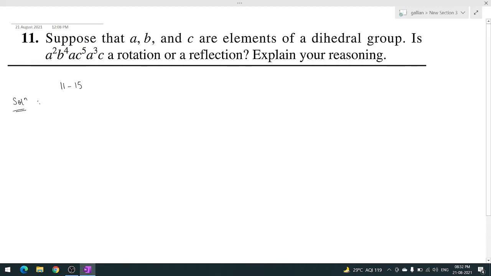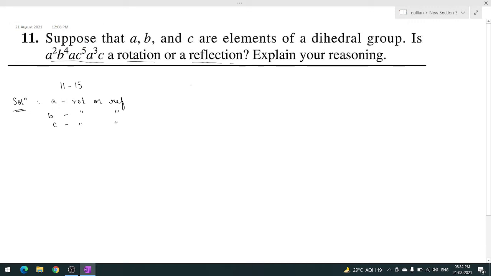Okay, so let's see the solution of this question. What it says is, suppose that A, B, C are elements of a dihedral group. Now, each of these is either a rotation or a reflection, and we have to find whether the given product is a rotation or a reflection. So first of all, A can be a rotation or reflection. Similarly B and C can each be a rotation or reflection.